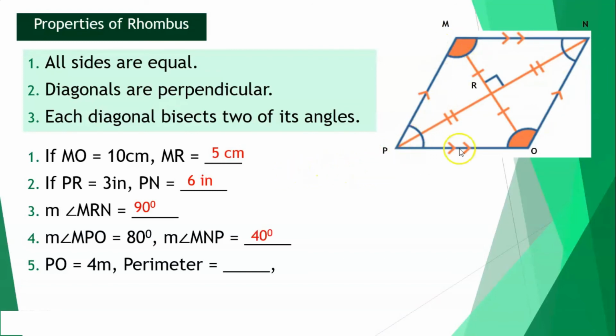Now, if P to O is equivalent to 4 meters, what then is the perimeter of this rhombus? So that would be 16 meters because all sides here are equal.